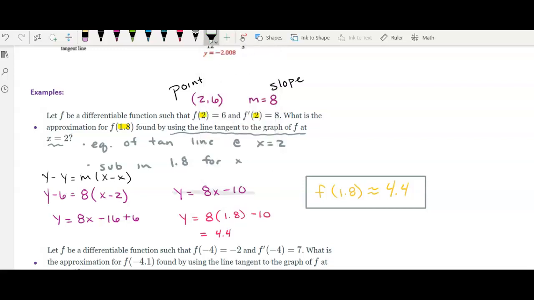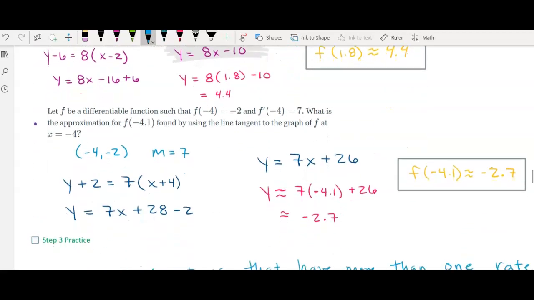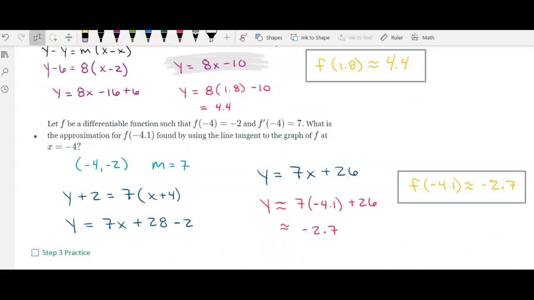So we wrote the equation of the tangent line here, and now we use it. This is the equation of the tangent line at x equals 2. Now we use it to approximate a point near 2. Well, 1.8 is near 2. So we sub in 1.8 for x, and we get that the y value approximation is 4.4. Pause it and try the last example.